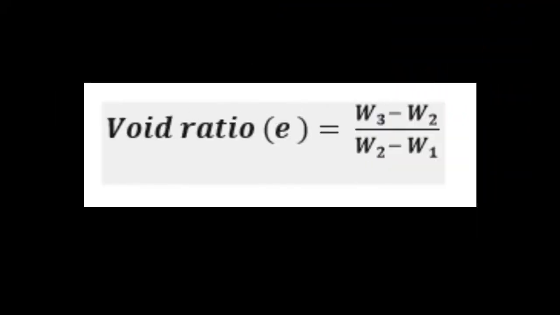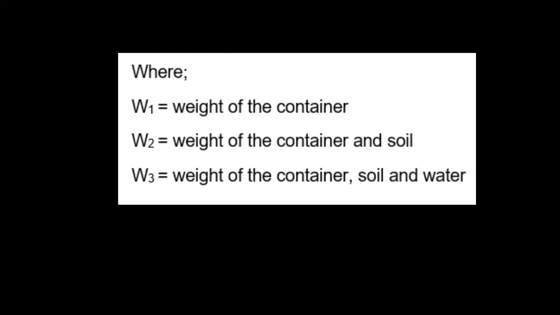To get the value of void ratio, use the formula: void ratio is equal to W sub 3 minus W sub 2 all over W sub 2 minus W sub 1, where W sub 1 is the weight of the container, W sub 2 is the weight of the container and soil, and W sub 3 is the weight of the container, soil, and water.